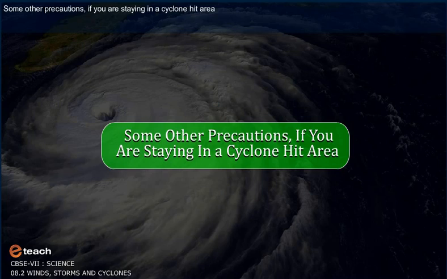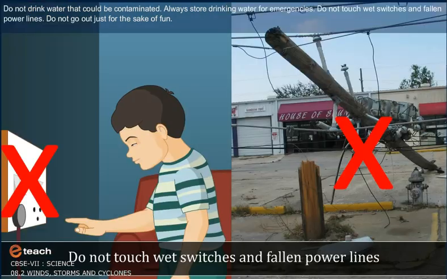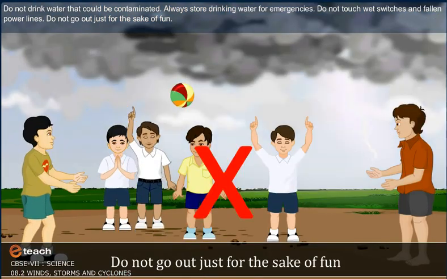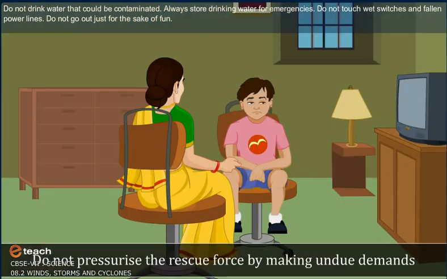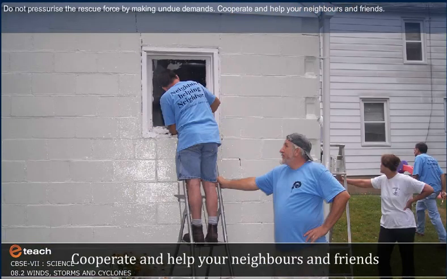Some other precautions if you are staying in a cyclone-hit area. Do not drink water that could be contaminated. Always store drinking water for emergencies. Do not touch wet switches and fallen power lines. Do not go out just for the sake of fun. Do not pressurize the rescue force by making undue demands. Cooperate and help your neighbors and friends.